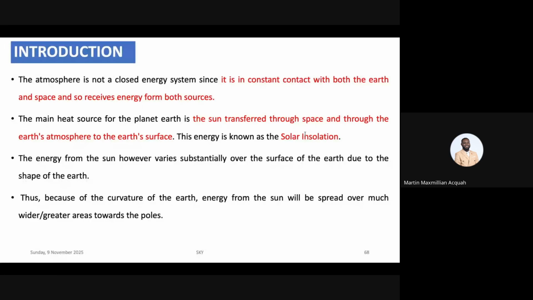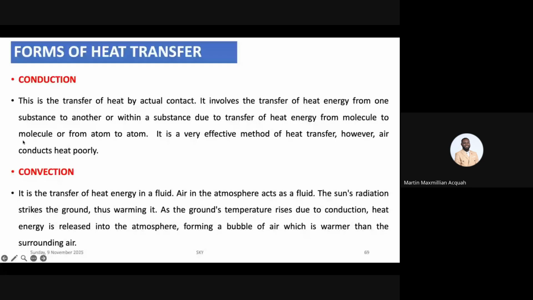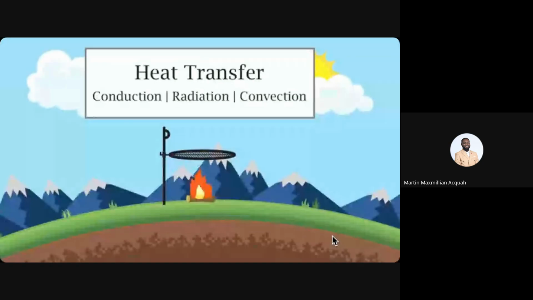The transfer of this heat is done in 3 forms. And that leads us to the forms of heat transfer that we have: conduction, convection, and radiation. We are going to do something that you like so much. You people like toys. So I'm going to show you a video on these 3 heat transfers. Then we continue. Or you don't like the movie?